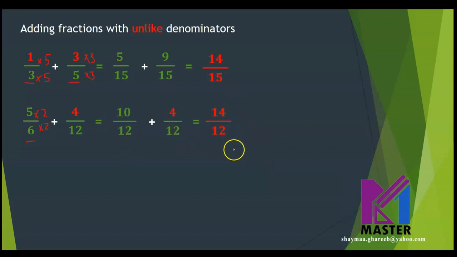Can I simplify this fraction? Yes, of course, by dividing by 2, up and down. So 14 divided by 2 equals 7, and 12 divided by 2 equals 6. Then the answer will be 7 over 6. This fraction is an improper fraction. Then I can write it as a mixed number, which is 1 and 1 over 6.